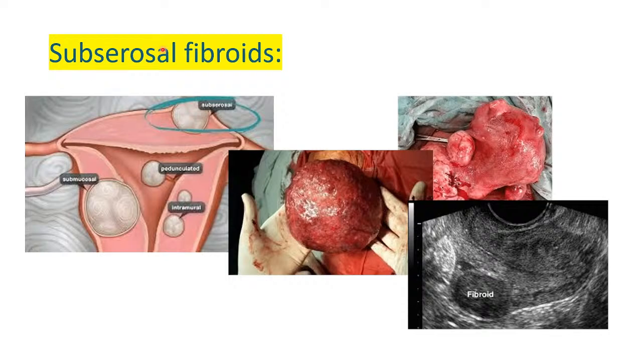We also have what is called the subserosal fibroid. The serosa is the outer lining of the uterus, this one. Those fibroids which protrude outside like that are the ones called subserosal fibroids. You see the subserosal fibroid there, developing on the outer surface of the uterus. On ultrasound, this is the uterus, this is the myometrium, that's the endometrial cavity, and you see there's a fibroid here. This is what we call a subserosal fibroid.